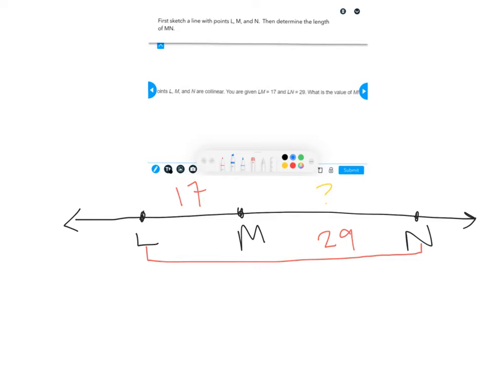So I want to know the value of MN. I want to know how long MN is. So what I would do is 29 minus 17 is equal to 12. So MN should be 12.